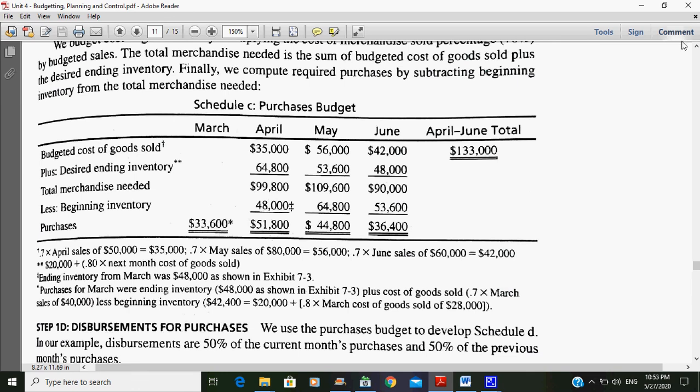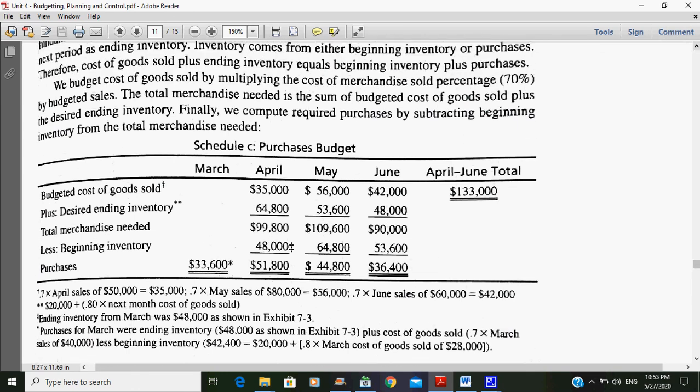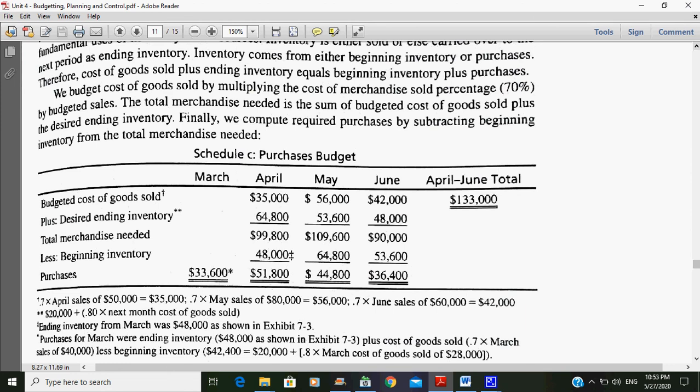Good. And then now you subtract your beginning inventory. Now the beginning inventory for April would have been the ending inventory for March. Follow me. Go again. The beginning inventory for April will be the ending inventory for March. So therefore, see here, this $48,000 now would have been our ending inventory for March, but beginning for what? April. So 5,599 will give you 51,800 now.